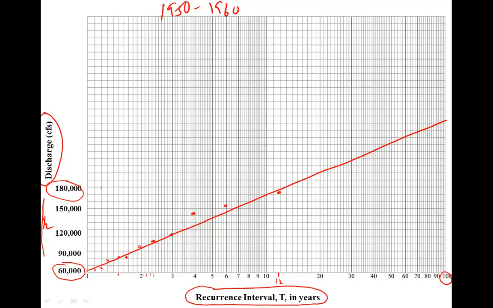What's the discharge associated with the 100-year recurrence interval? 210, 240, 270. That would be 300,000 CFS. We're sitting at about 285,000 cubic feet per second. In other words, the 100-year flood, the flood with a recurrence interval of 100 years, or 1% chance of occurring in any given year, has an expected discharge of 285,000 cubic feet per second.